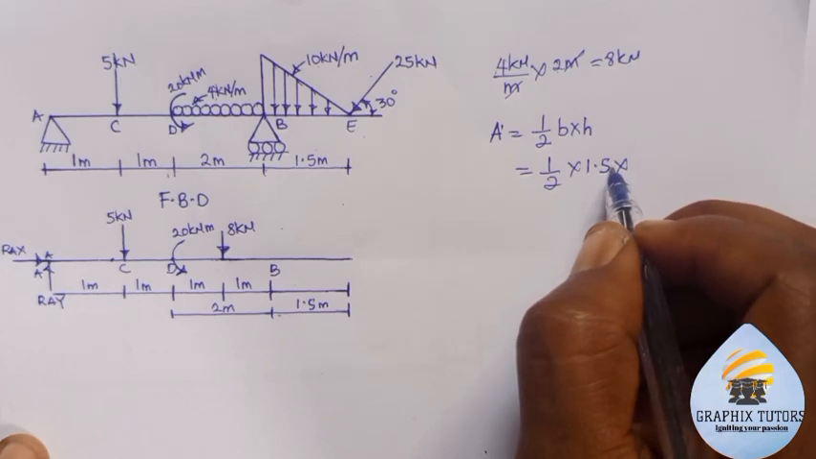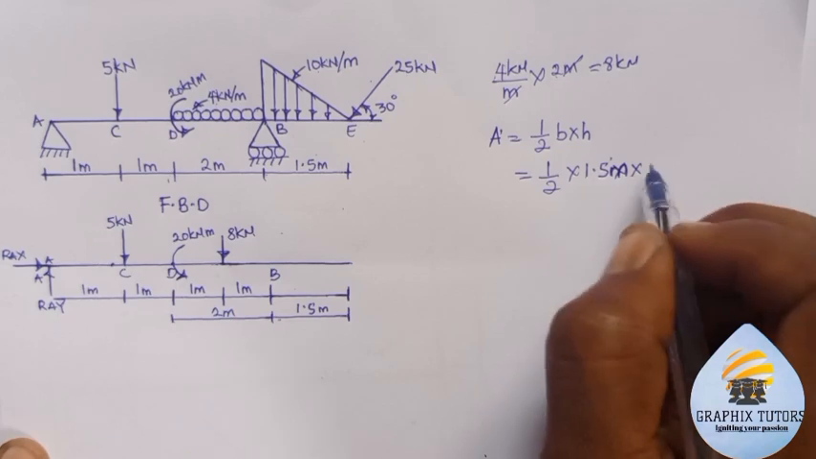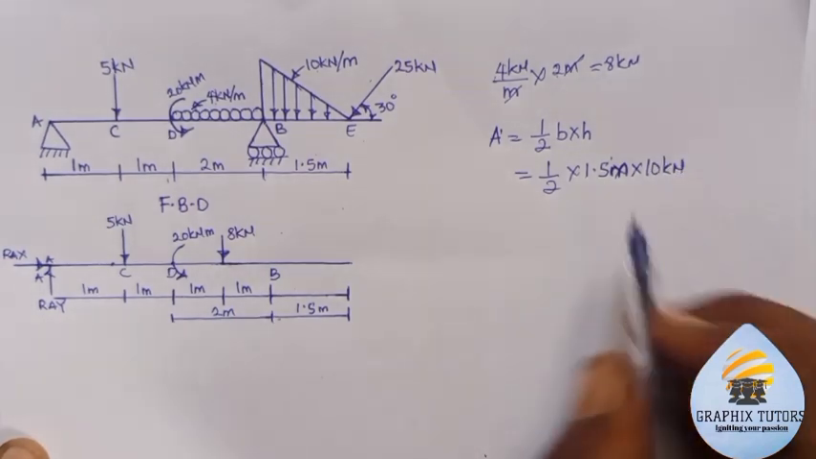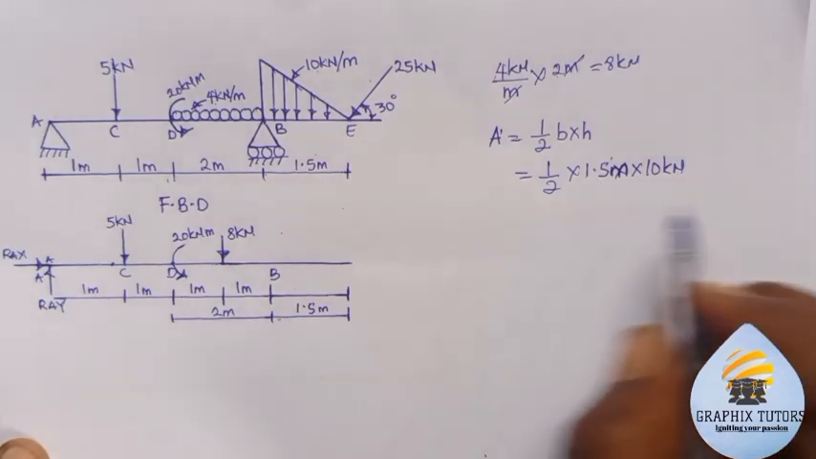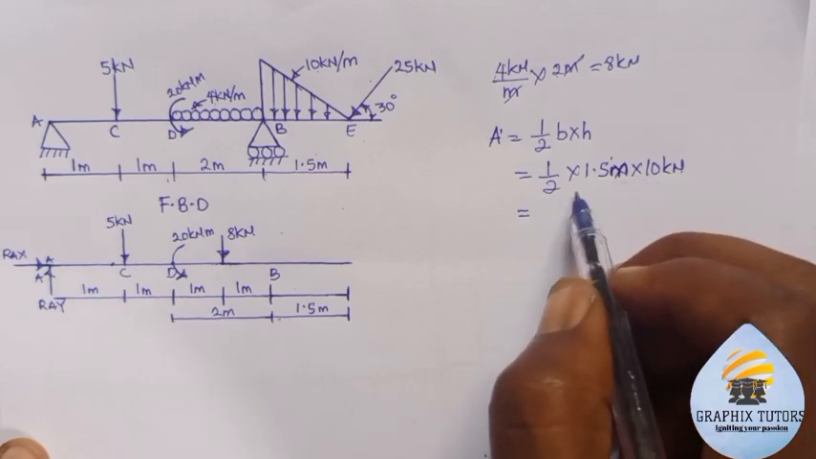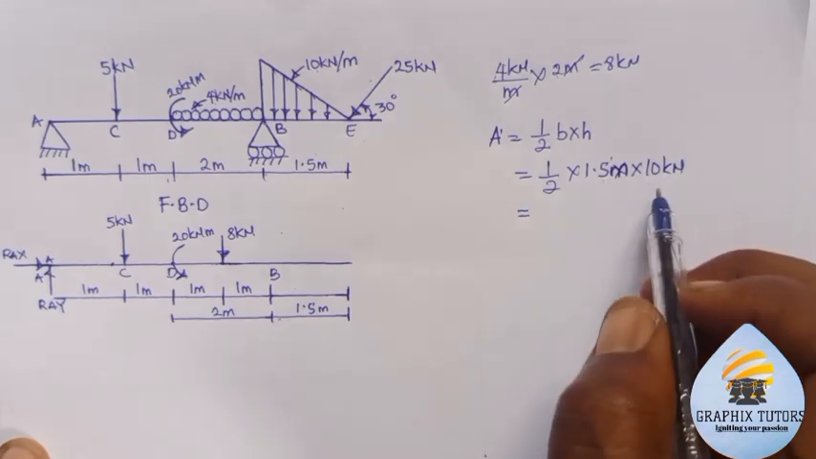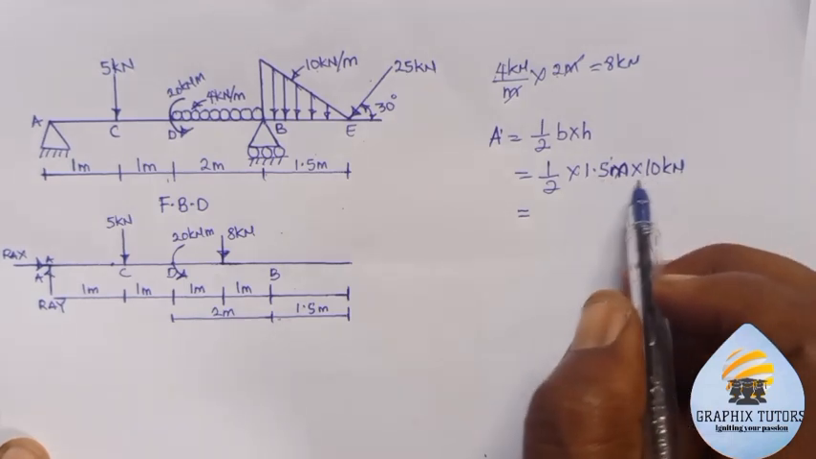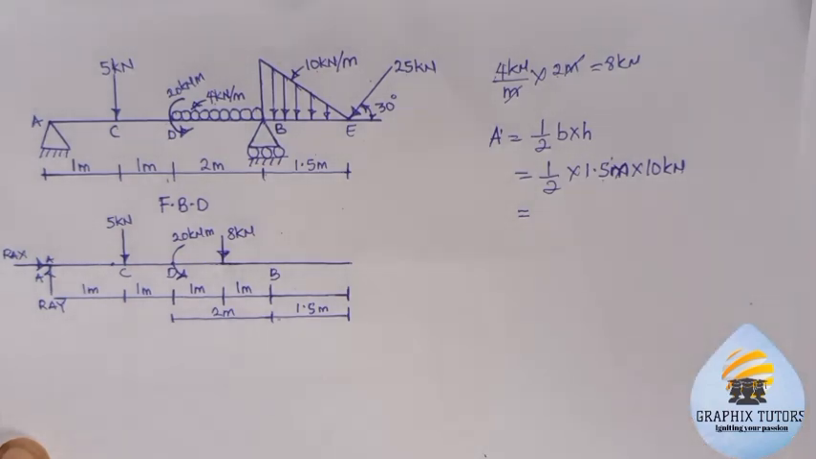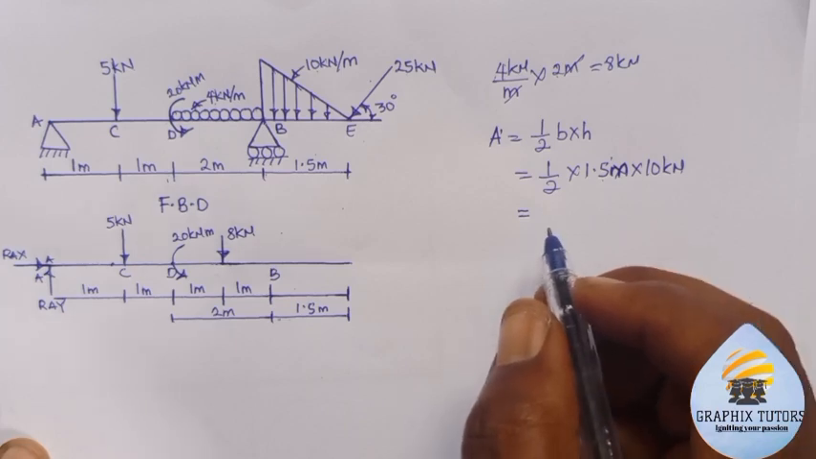So we have 1.5 meter multiplied by what? The 10 kilonewton. Right? So that is base times height. So from here to here, if you move this, we're having half base times height. So 1.5 times 10 is what? 1.5 times 10 will give us 15. And 15 divided by 2 will give us what? 7.5. Right?